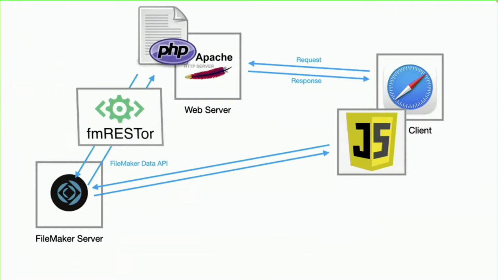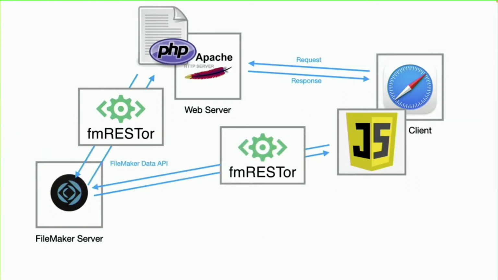So what we built originally for ourselves, but we also made available as open source, is called fmRESTor. It's a simple PHP and JavaScript framework, which basically lets anyone who knows a little bit of PHP or JavaScript and a little bit of FileMaker the possibility to leverage the FileMaker Data API without actually having to learn FileMaker Data API. And what you can do with it is up to you.